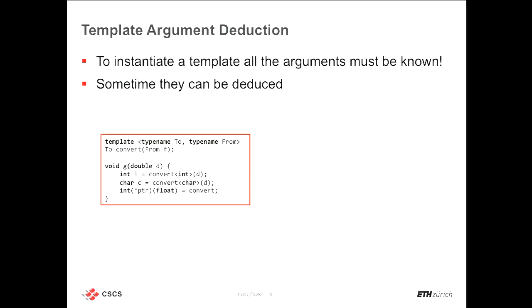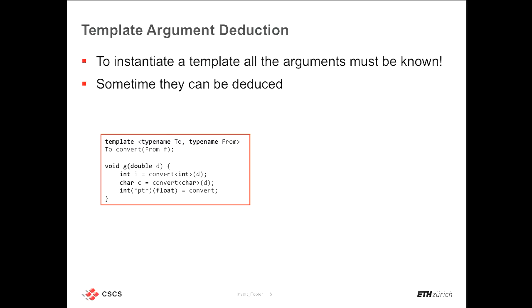One important thing about templates is that a template is not a function, right? It's just a piece of text waiting for its tokens to be substituted with something else. So the template must be all known before the instantiation can happen. Let's see if we have a template, a convert function that returns a type of To, and takes a From as an argument.